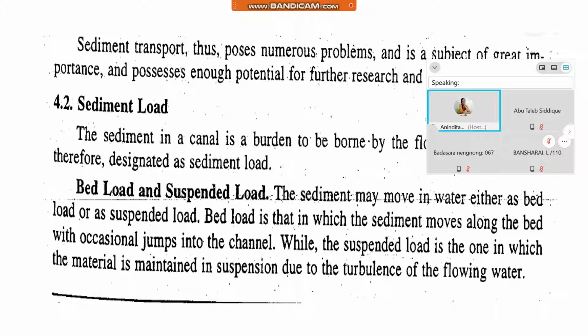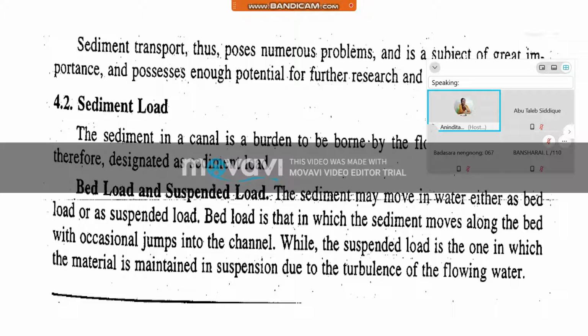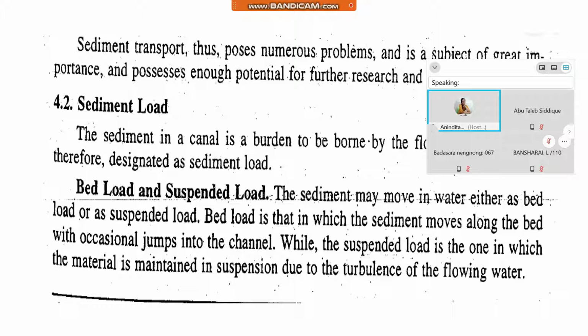Next, sediment load. The sediment in a canal is a burden to be borne by the flowing water and is therefore designated as sediment load. Bed load and suspended load. The sediment may move in water either as bed load or as suspended load. Bed load is that in which the sediment moves along the bed with occasional jumps into the channel, while the suspended load is the one in which the material is maintained in suspension due to the turbulence of the flowing water.